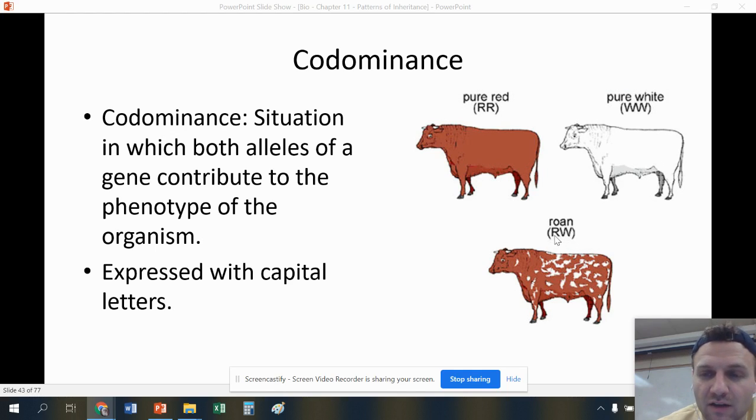Now, you might ask, Mr. Fradov, does WR create a roan cow? Yep. As long as it has one of each, or is heterozygous, it's going to be that roan cow. And you can see how in the roan cow, this is a little bit different. It shows both colors. So it's both red and white. It's not a mixture. It shows both red and white.